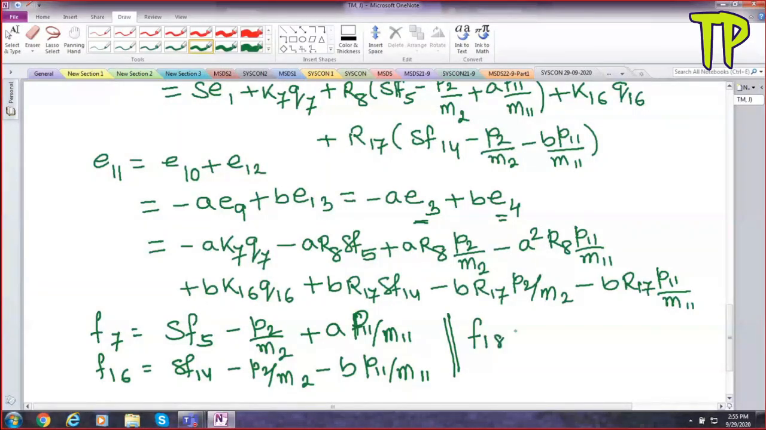F18 is P2 by M2. F19 is P11 by M11. They are connected to a junction with I element, so they are straightforward. Those flows are same as the flow in the corresponding inertia. So all these equations are written. We just have to arrange them in matrix form. This is a 4 cross 4 matrix. So let's try to write them in matrix form.